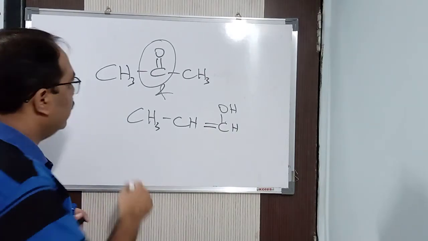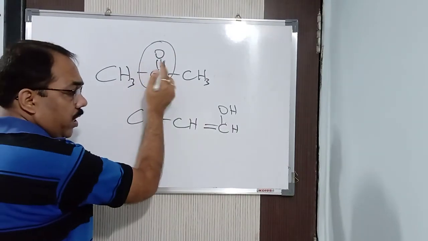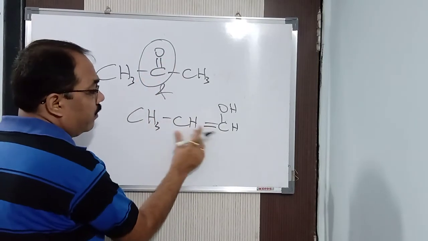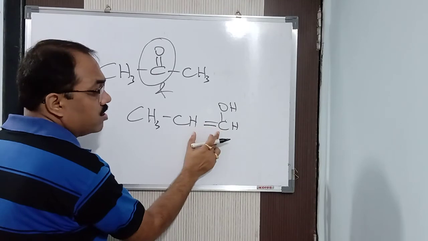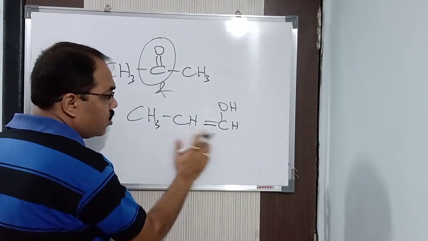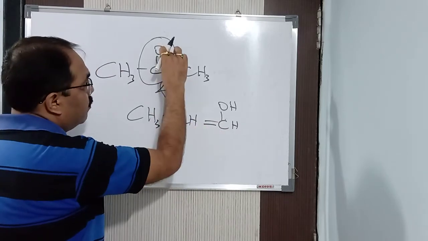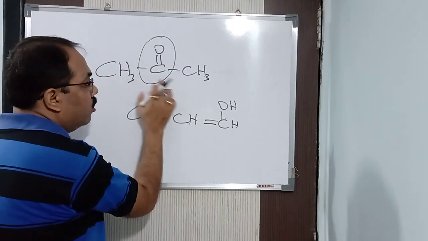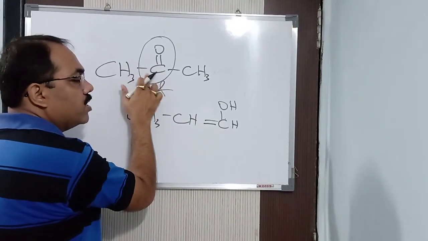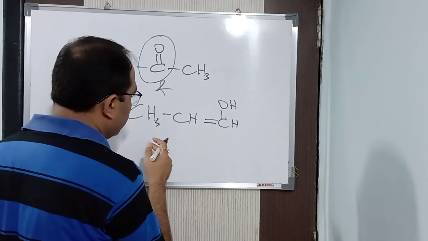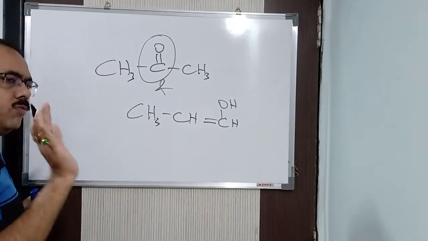The reason is that the C=O bond, as you will study in resonance, is stronger than the C=C bond. Stronger means the bond length is smaller here and bigger there, due to which it is stronger. And stronger means more stable in nature. More about it you will study in resonance. But it is not true in all cases.